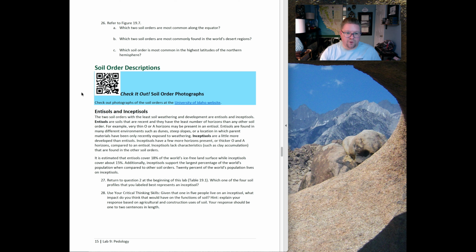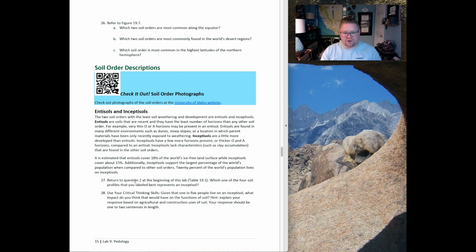So if you take a photo of this QR code, or click the button, it'll take you to photographs of all the different soil orders that have been presented to us by the University of Idaho. What's going to happen for the remaining part of this activity is it's going to take you through each type of soil at a time. It's going to give you the name, and you're going to work through what those names mean, and then you're going to relate that to table 19.1.